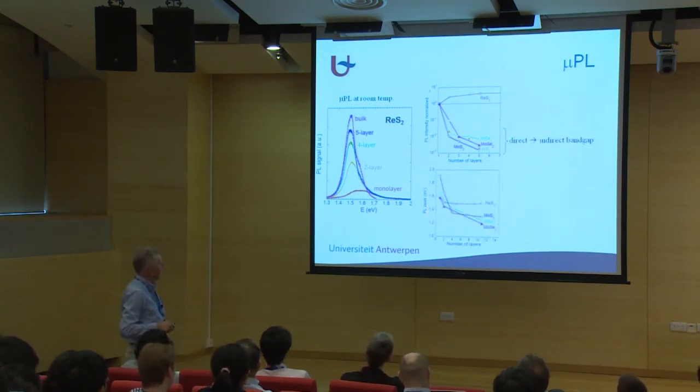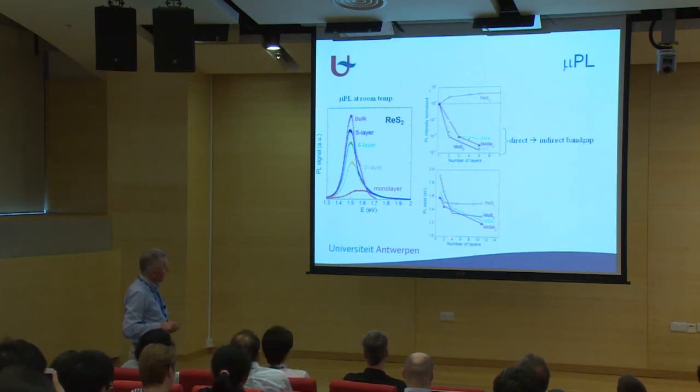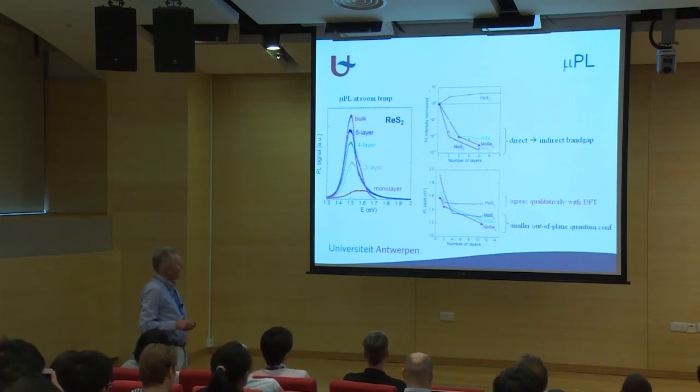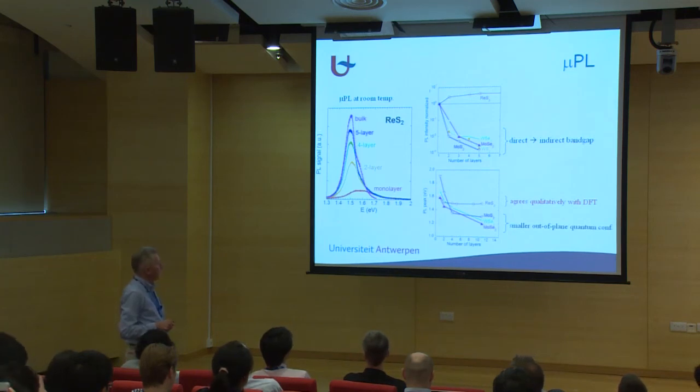If you look at the peak position for rhenium disulfide, you see it's almost flat and only changes from monolayer to bilayer. So bilayer is already bulk. Okay? While in the other systems, you see they vary a lot with the number of layers. So that also agrees qualitatively with what I showed you, the density functional calculations.